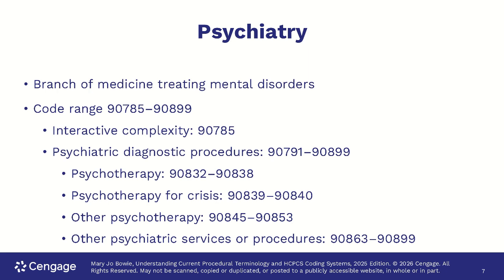After that, you have other services like psychoanalysis, family psychotherapy, group psychotherapy, multiple family group psychotherapy. And then immediately after that, you have other psychiatric services or procedures. And so over there, you'll see things like pharmacologic management, ECT therapy. So that's like a type of therapy used to treat patients with chronic or profound depression when nothing else has worked.